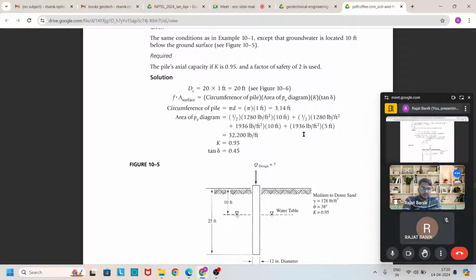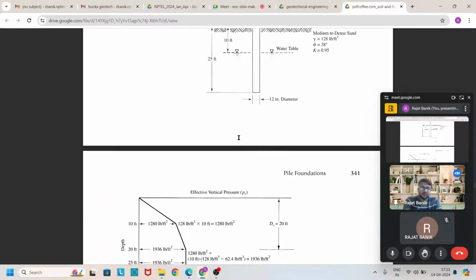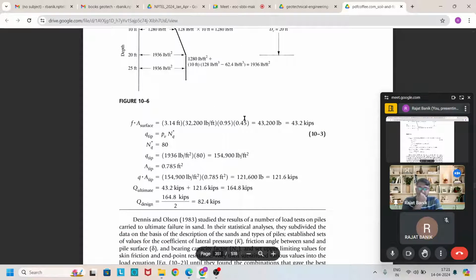And this is to find out the average effective stress. We have to multiply it with the active earth pressure coefficient, and then tan delta and pi into d. So after that we get the answer as 3.2 kips.